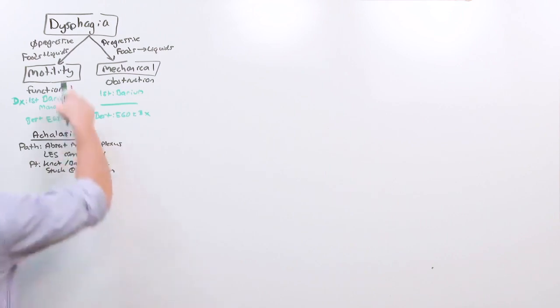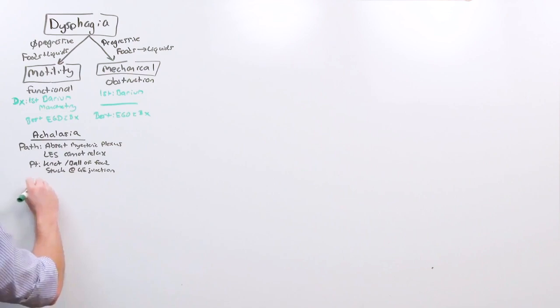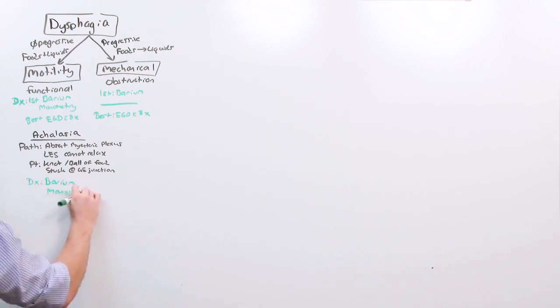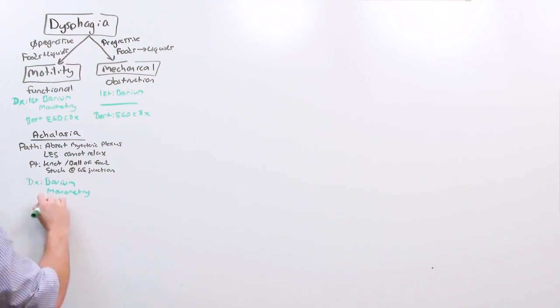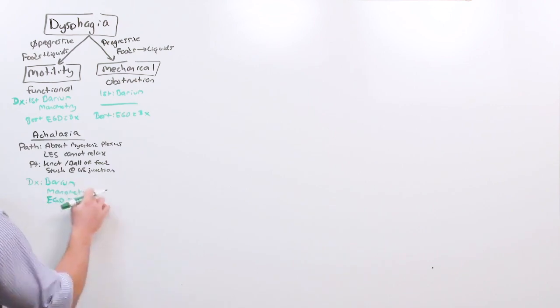As we talked about, for a motility disorder, we're going to do barium, manometry, and endoscopy. It begins with the barium, then you get manometry, then do the EGD, and the best test is EGD with biopsy. Let's look at what these might look like.